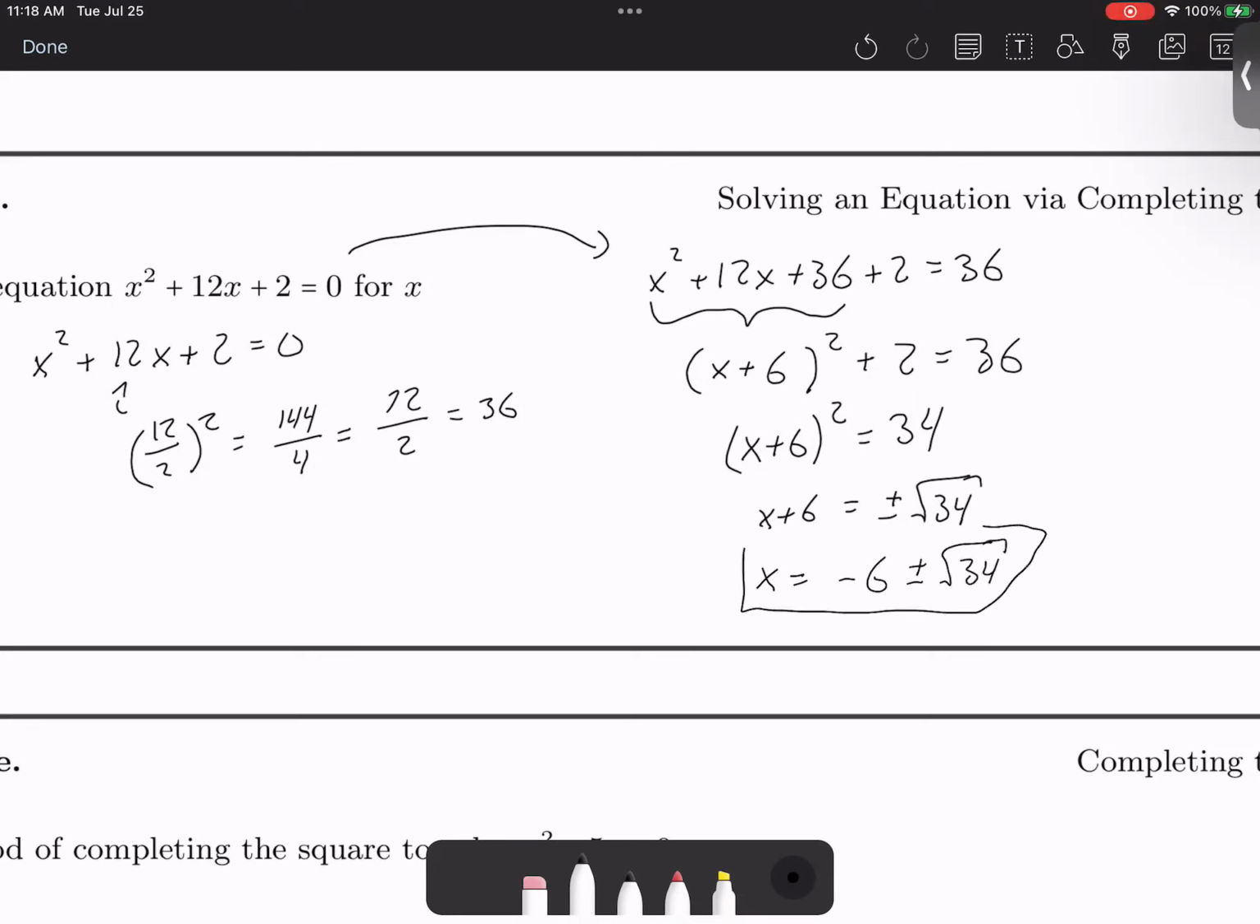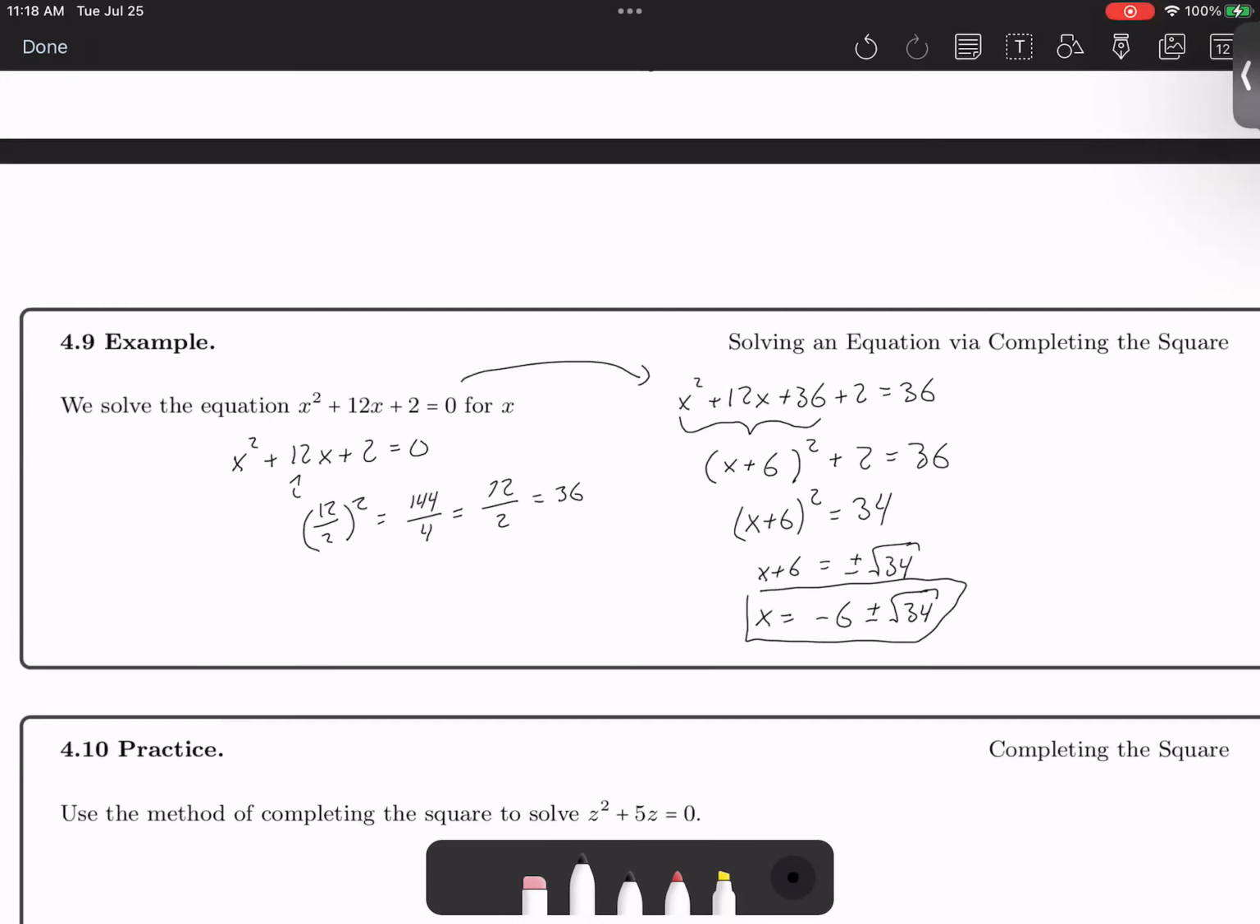So I see here, I actually get 2 different x values that solve this equation. The x value of minus 6 plus square root 34 would solve that equation, but also the x value of minus 6 minus square root 34 would also solve that equation.